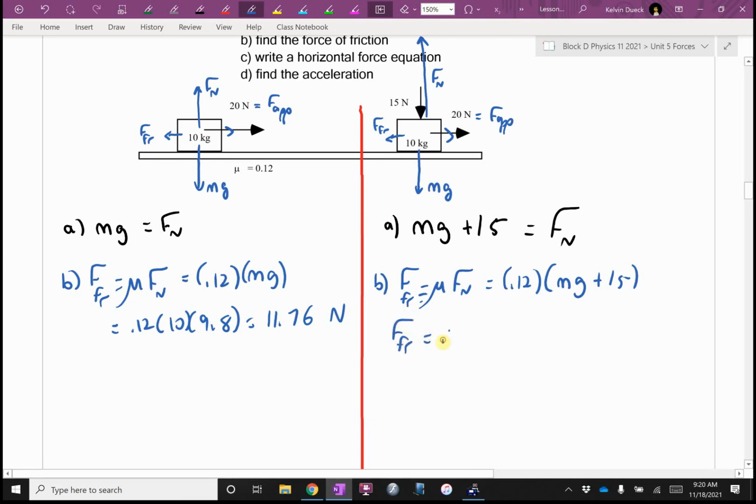Do this one in your head? Well, maybe. It's going to be 10 times 9.8 plus 15. Sure, I can. 10 times 9.8 is going to be 98 plus 15 is going to be 113. 0.12 times 113 is going to be 11.3 plus 2.26. 11.3, 13.56? Yeah, okay. Cool. Well done.